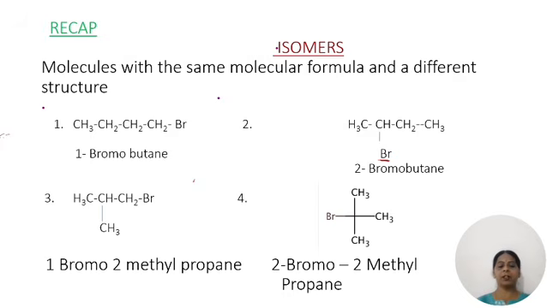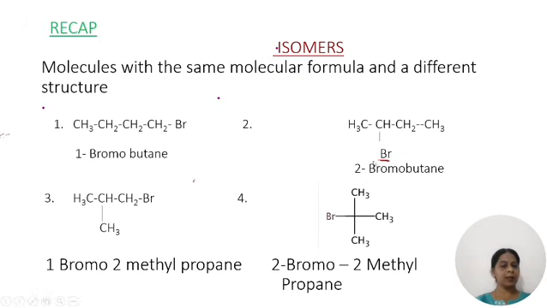Now see the third structure. Here also, in place of Br, the position of CH3 is changed. It is shifted and occupies the second position of the carbon. Br remains the same as it is on the first carbon. Now see, we got another different type of structural arrangement. The name of this compound is 1-bromo-2-methylpropane. Here also the molecular formula is the same, but the structural formula is different.